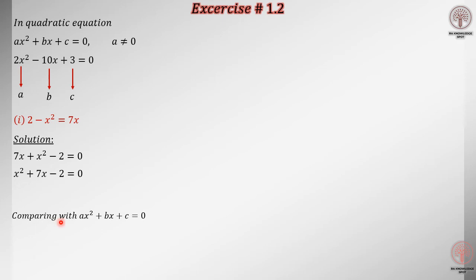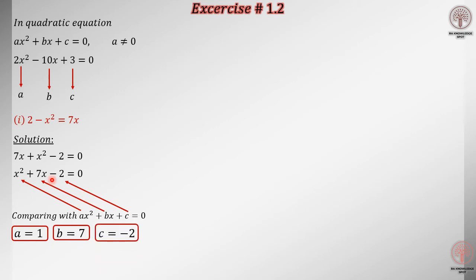Now this is x square plus 7x minus 2 is equal to 0. In all the questions you have to compare with this equation, ax square plus bx plus c is equal to 0. And how are you going to compare this? See, this a is the number that is written with x square, that is 1. This b is actually 7. And this c is equal to minus 2. Now a is equal to 1, b is equal to 7, and c is equal to minus 2.